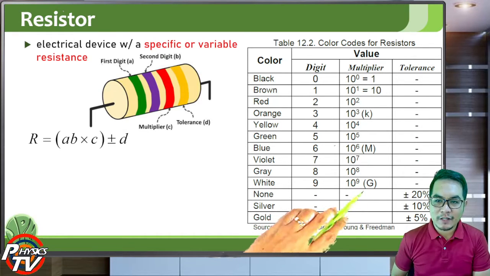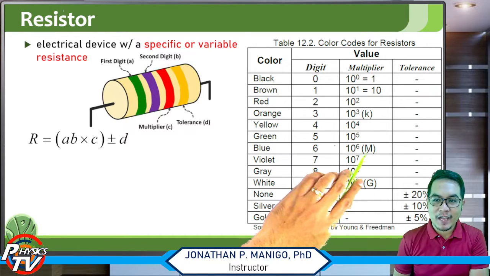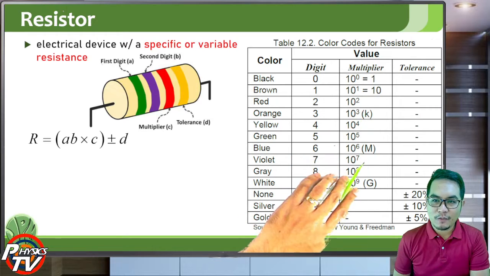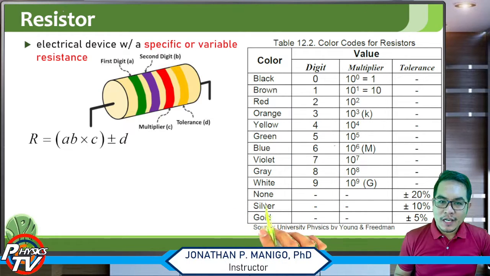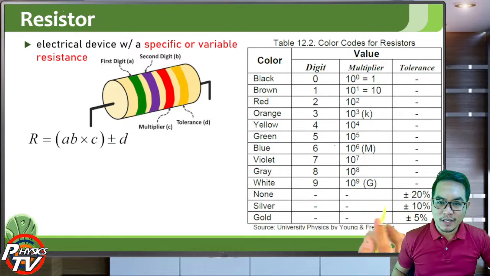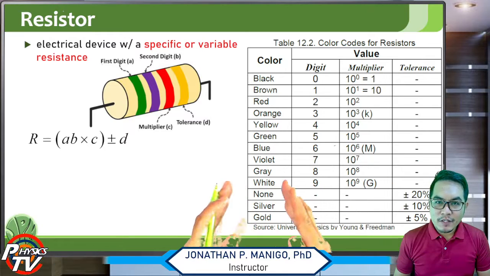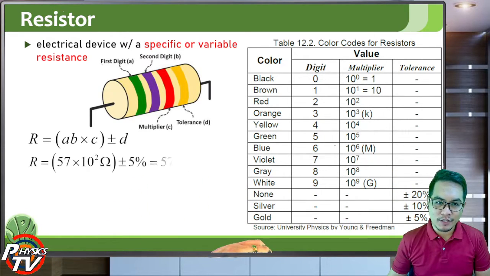10 to the 9 is giga, 10 to the 6 is mega, and 10 to the 3 is kilo. So we have kilo ohms, mega ohms, giga ohms. For the tolerance, if there's no fourth band, then that's plus or minus 20% tolerance. Silver is plus or minus 10%, and gold is plus or minus 5%. The tolerance tells you how much the value of the resistance can change.